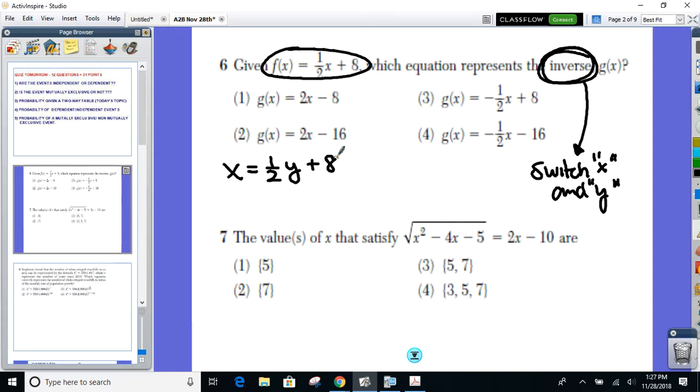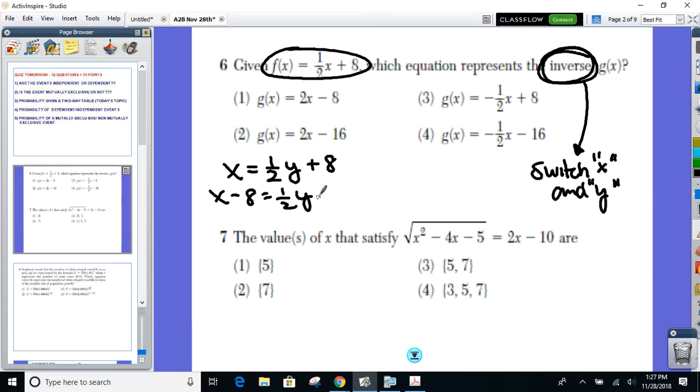What are you guys doing first? Moving the 8 over by subtracting it. So we should have X minus 8 equals 1/2 Y. All right, now here comes the sticking point you may have trouble with. How do you get the 1/2 out of there? Now, you could divide by 1/2. That's always correct. I just don't know what you're going to do from there.